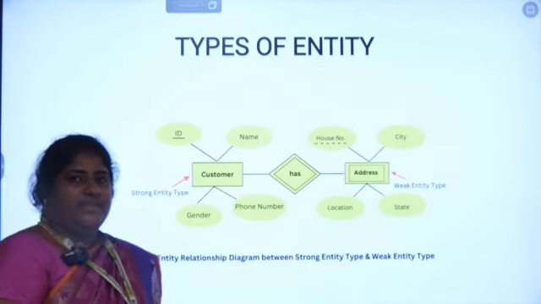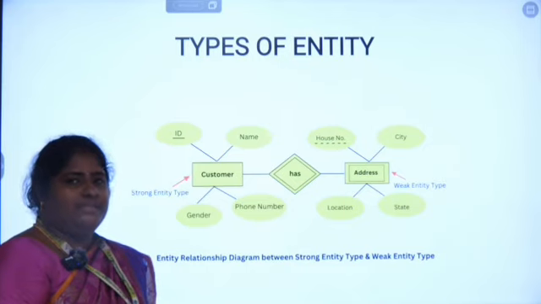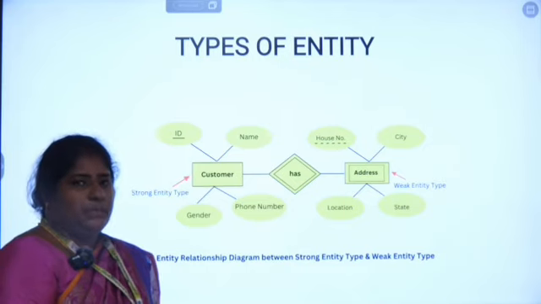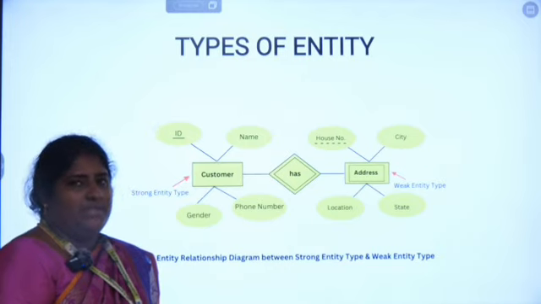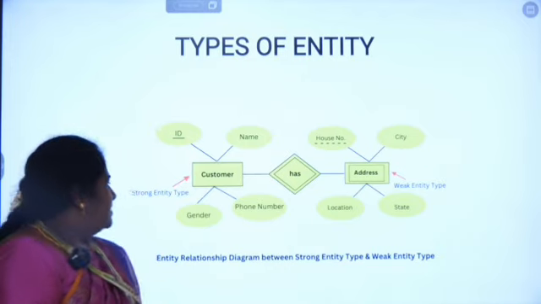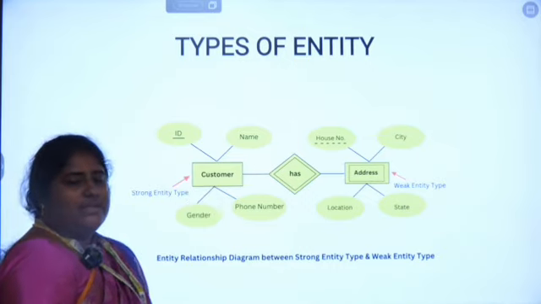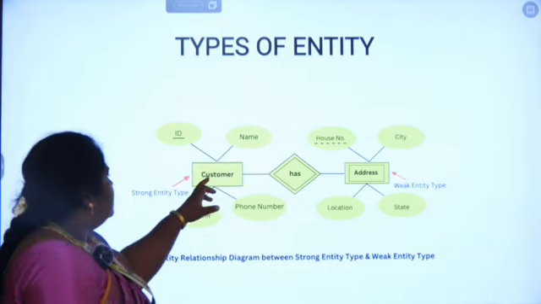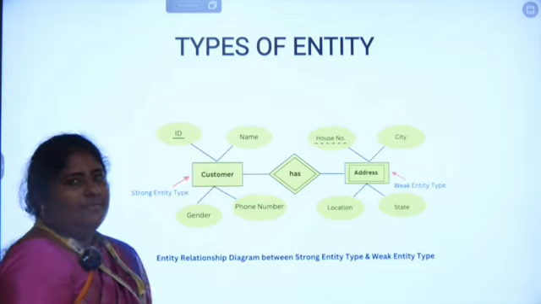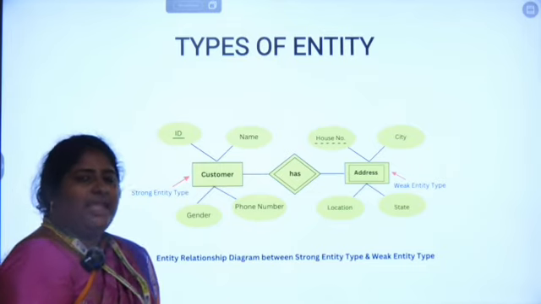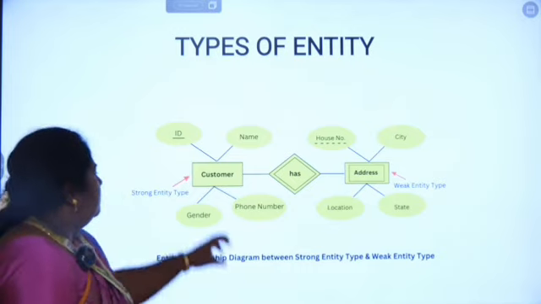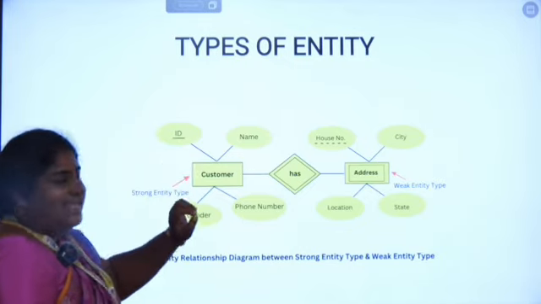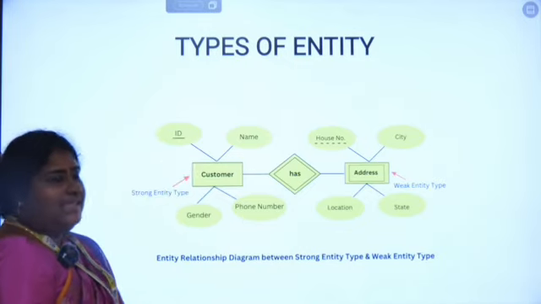There are two types of entity. One is called a strong entity and the other is called a weak entity. Each and every table consists of a primary key. When we consider a customer as an entity, it consists of a primary key called ID. Each and every customer can be separated with the help of an ID. A unique ID will be given for each and every user. So customer consists of ID, which is otherwise called a key attribute.